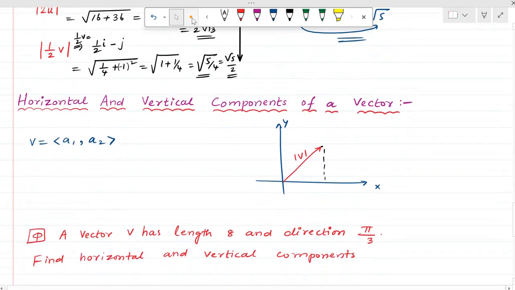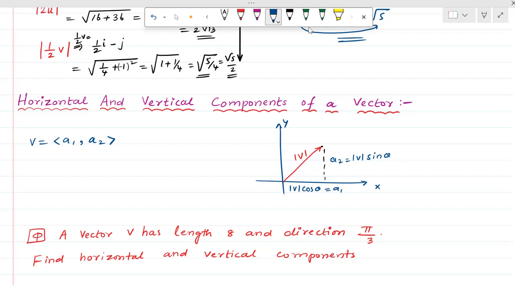Now the last part of this topic, which is horizontal and vertical component. I have to find it. The vector is given. I have to find the horizontal and vertical components. What do you mean by horizontal component? This is V cosine theta, that is A1, the horizontal component. What about the vertical component? The magnitude V into sine theta.